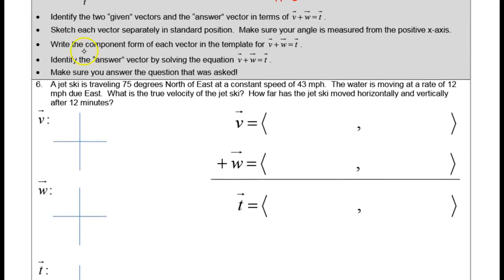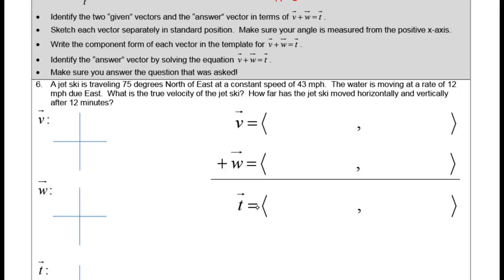Then you're asked to write the component form of each vector in the template for V plus W equals T. And here's the template. So figure out what the component form is of the two vectors that are given and put them in the appropriate places here. Then identify the answer vector by solving the equation V plus W equals T. And last but not least, make sure you answer the question that is asked, because sometimes the final answer is not necessarily a vector.